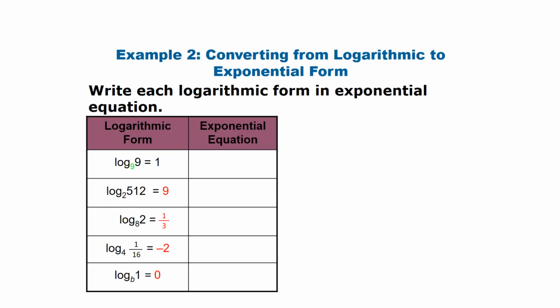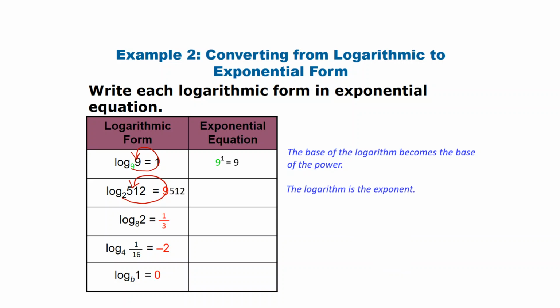This time we're going to go backwards. We're going to use our regular looking scorpion. So we're going to say 9 to the first power equals 9. Pretty basic. Here we have 2 to the 9th power equals 512. 8 to the 1/3 power equals 2. Just follow your scorpion. 4 to the -2 power equals 1/16.